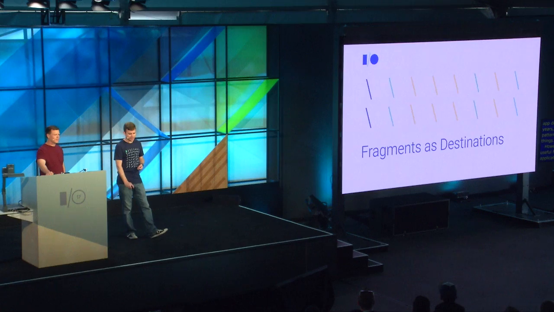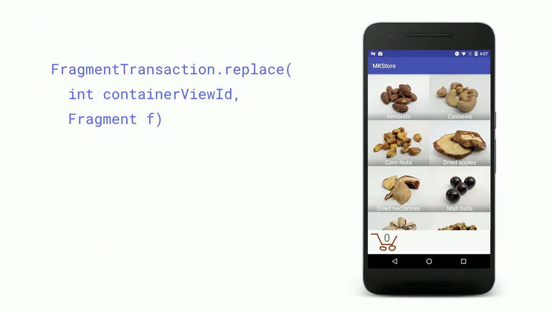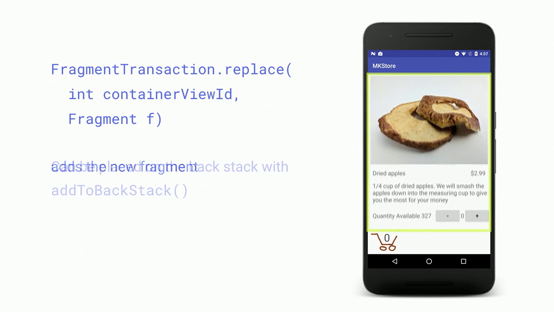So even on a small screen device, you might have an app that looks something like this. We've got our little application where you can order some micro kitchen snacks around the Google campus. And for each one of these screens, you can perform a replace transaction to replace the destination that you were looking at previously with the new one. A replace transaction will remove any fragment in the container and then add the new fragment. The nice thing about this is that you can place these particular transactions onto the backstack, and we'll go ahead and handle that back navigation for you.